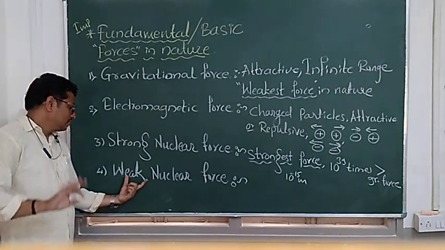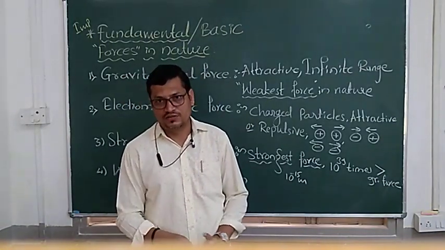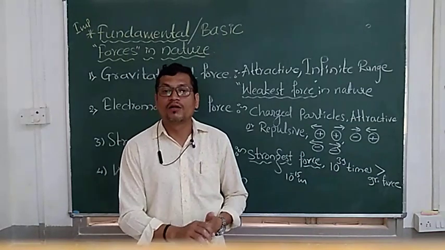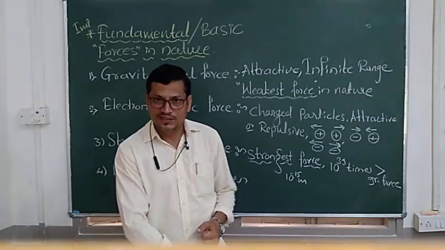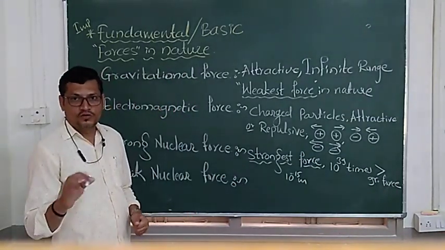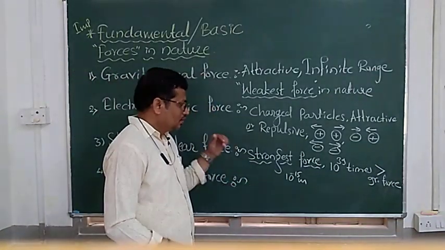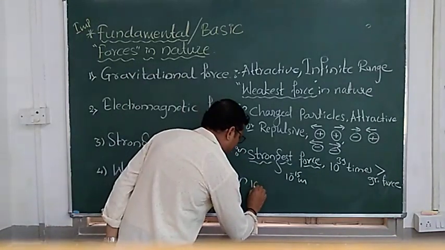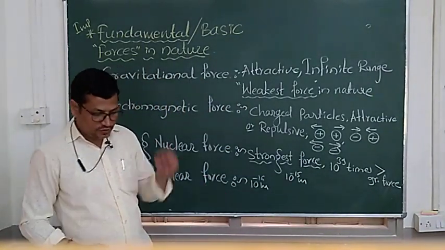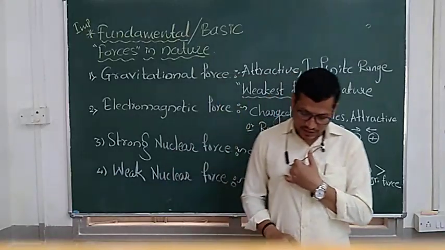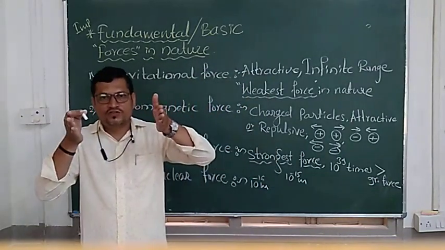This is wrong. Weak nuclear force occurs in nuclear reactions like beta decay. You are going to study this in second year. So don't get confused here. Weak nuclear force is also a small range force. The range of this force is very small, around 10 raised to minus 16 meter. Approximately I am telling, it is not exact.